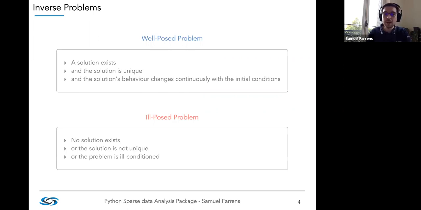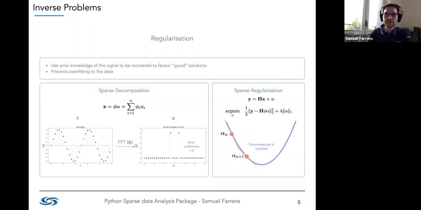This is something that has already been discussed throughout the meeting today. I don't need to go into too many details, but one of the things that needs to be done, of course, when we have an ill-posed problem of this type, is introduce some kind of regularization into the problem. Regularization is a way of using prior information that we have about the problem of interest. And it also helps prevent things like overfitting to the data that we observe.